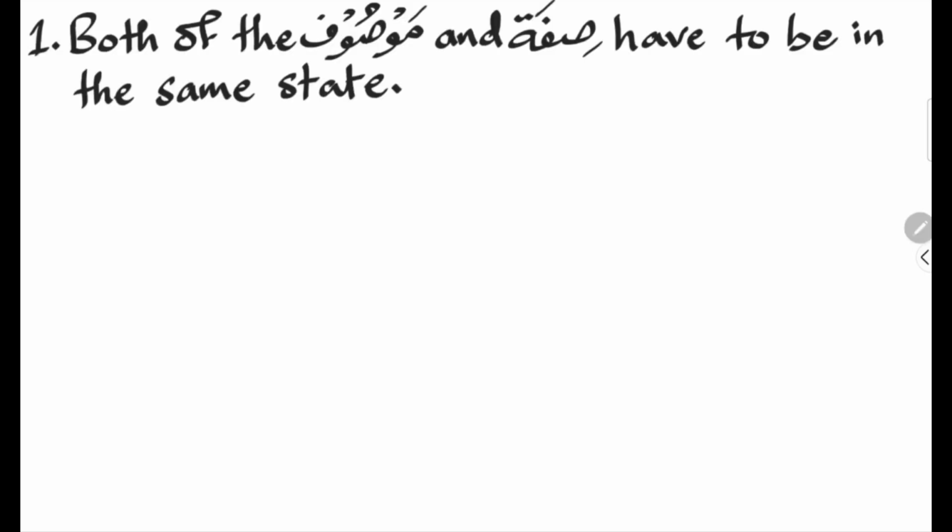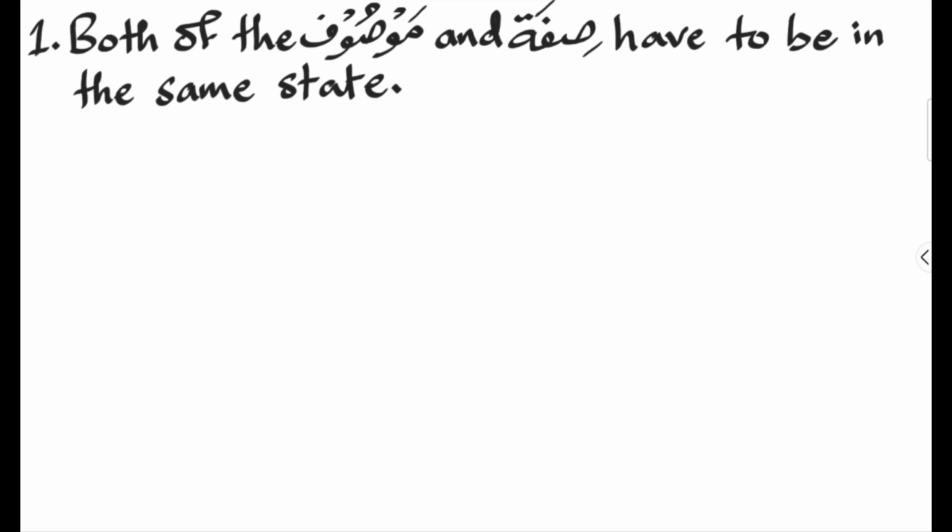The first thing you need to know is that both the sifat and the mawsuf have to be in the same state. Meaning if one is marfu', then the other has to be marfu'. If one is mansub, the other has to be mansub. If another one is majroor, then the other one has to be majroor.